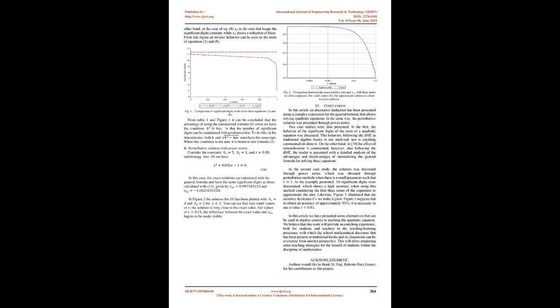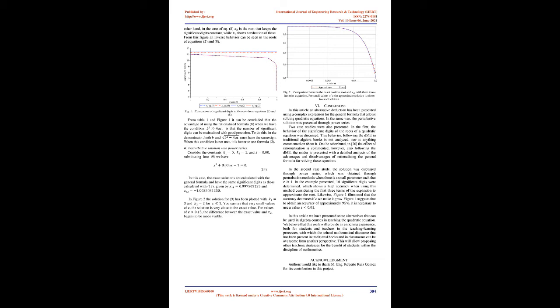B. Perturbative solution with power series. Consider the constants 1 equals 5, 2 equals 1, and equals 0.005, substituting into 9, we have 2 plus 0.005 equals 0. In this case, the exact solutions are calculated with the general formula and have the same significant digits as those calculated with 13, given by 1 equals 0.997503125 and 2 equals minus 1.002503125.